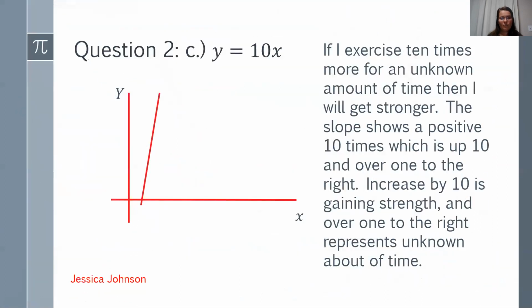Let's look at the variable y equals 10x. If I exercise 10 times more for an unknown amount of time, then I will get stronger. The slope shows a positive 10 times, which is up 10 and over 1 to the right. Increased by 10 is gaining strength, and over 1 to the right represents an unknown amount of time.